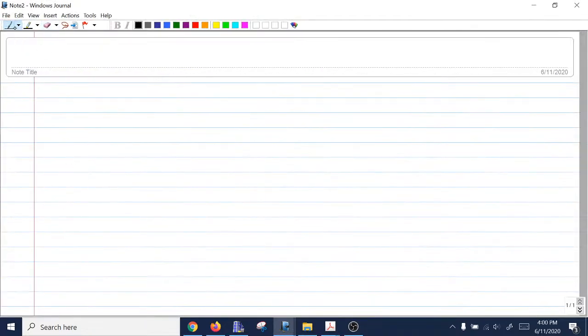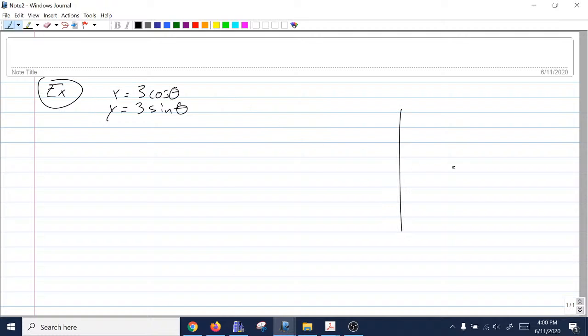Okay. Let's do an example. Let's do one that we know. Let's do x equals r cosine theta. Actually, let's pick an r. Let's make r 3. Let's let x be 3 cosine theta. Let's let y be 3 sine theta. Hopefully we took a pre-calc class and we know this is parametric. This is the standard parametrization of a circle of radius 3.